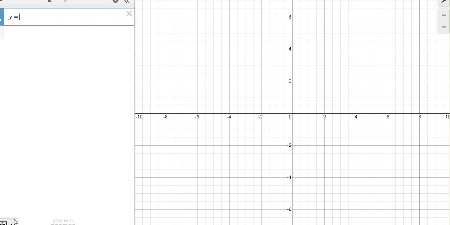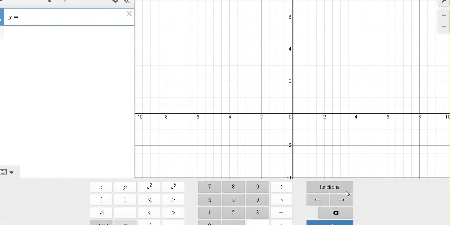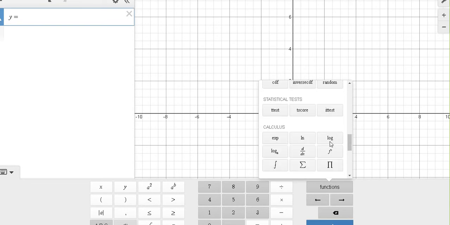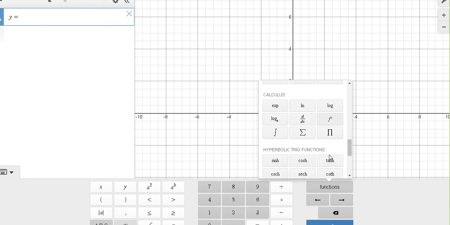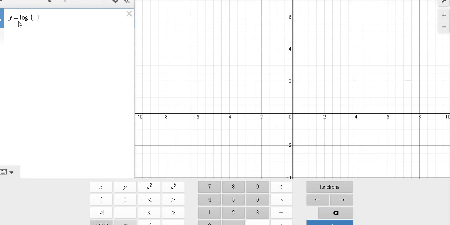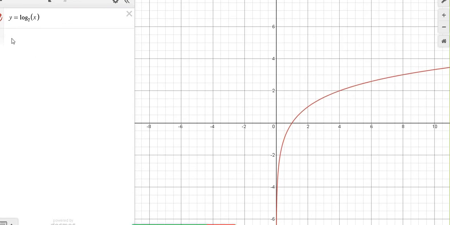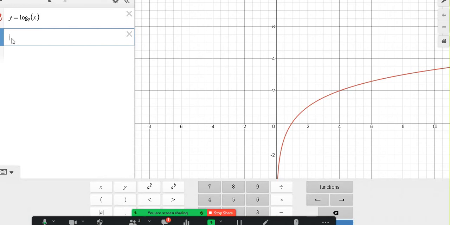So I found this just today. If you want log of a particular base, you're going to click the keypad, go to functions, and then, let's see, where is it? Yeah, here we go. Log base A. So it lets you put in the base. So you have to go down to the calculus menu underneath the functions menu. Log base 2 of x. And there's your graph.